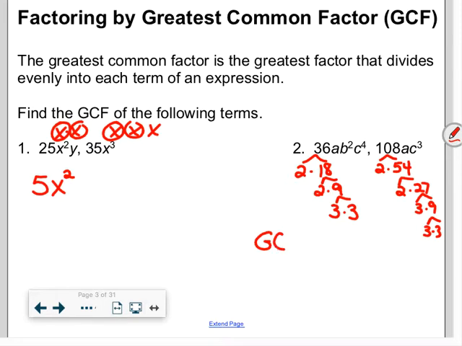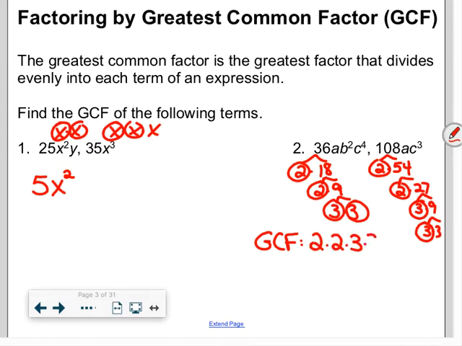So to do a GCF, I am looking for common factors, a factor that they both have. So I see a 2, and I see another 2. They each have a 3 and another 3. So it's 2 times 2 times 3 times 3.